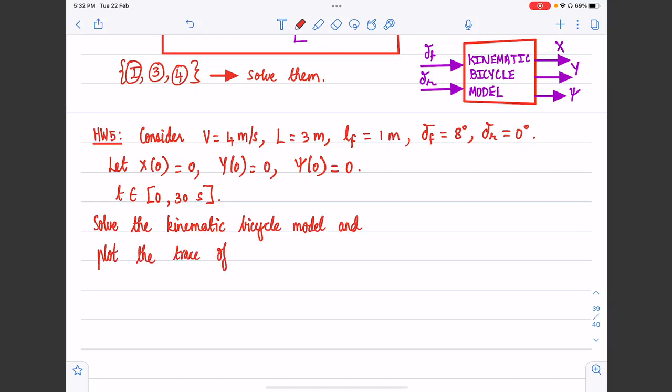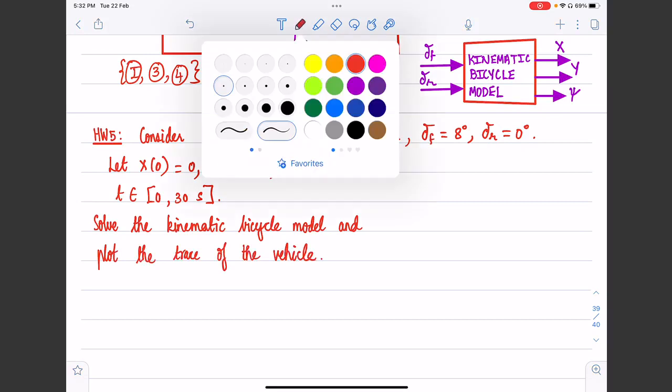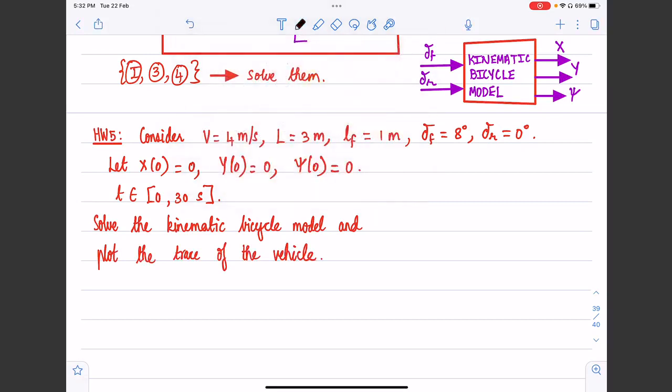Essentially you need to plot the trace of the vehicle. So what do I mean by the trace of the vehicle? Let me explain what I'm expecting. Let us say once again we have the global axes.